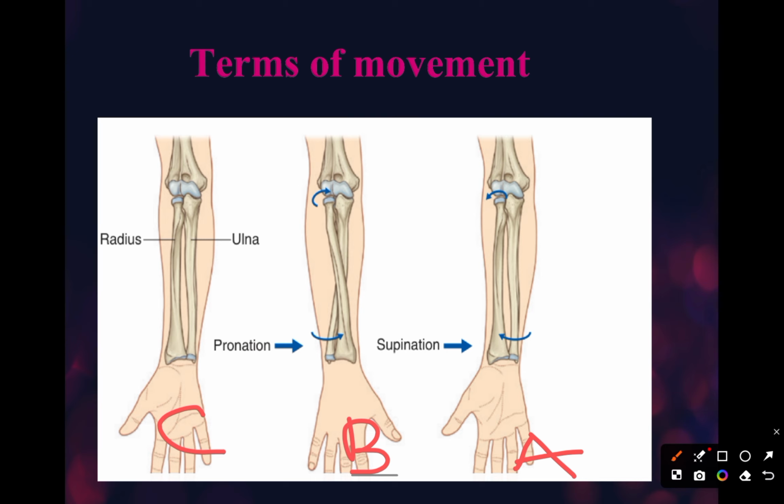We are supinating. That is the way the hand is meant to be, because when it lies by the side, the palm is facing forward. For this reason, we call it supination. Now pronation is when you are trying to move in the opposite direction. So during pronation, what is happening?